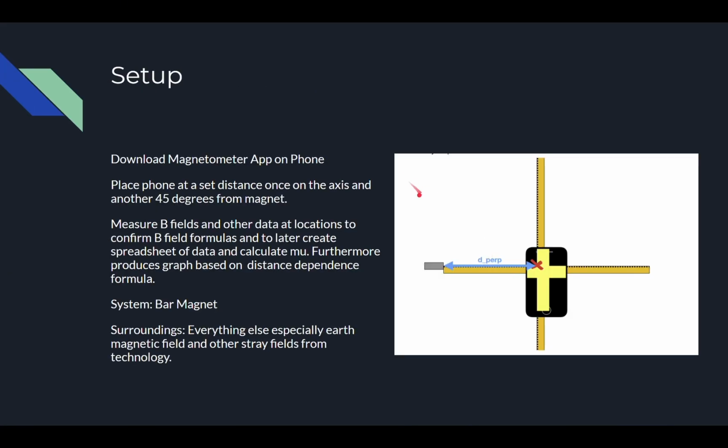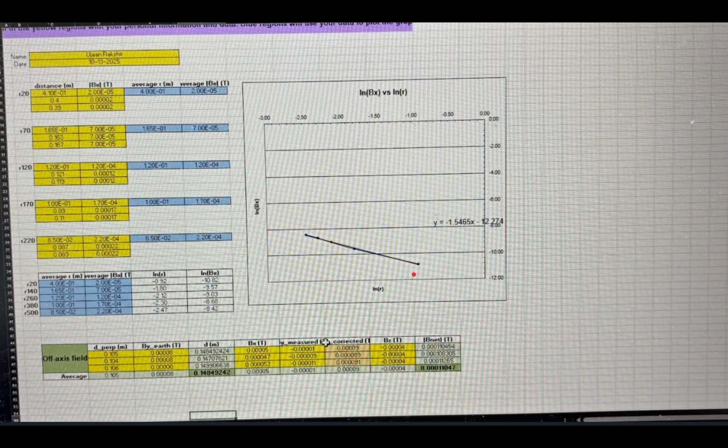The setup here is we downloaded a magnetometer app on our phone, and then we place the phone one time on the axis, and another time up here at a 45-degree angle, so these distances are the same. And we measure the B fields and other data at these locations and we put it all into a spreadsheet to make a graph and calculate our mu. And the system is the bar magnet, and the surroundings is everything else, especially the Earth's magnetic field, which we had to calculate for and subtract, as well as other stray fields from technology such as computers.